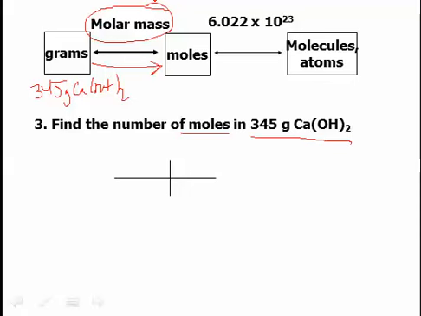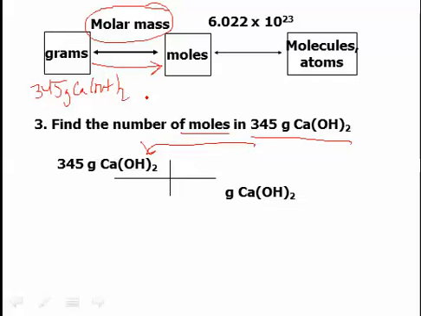So we're starting with 345 grams of calcium hydroxide. So grams of calcium hydroxide goes on the bottom right. Moles of calcium hydroxide goes on the top right. All right. Moles to grams. We always want to put a 1 in front of the moles of calcium hydroxide because we know in 1 mole we can figure out how many grams there are. So you've got to add this up.